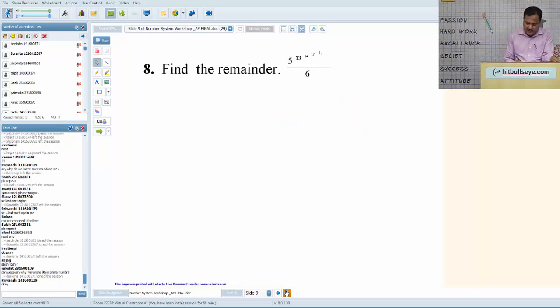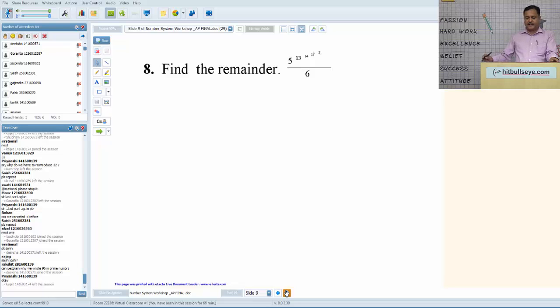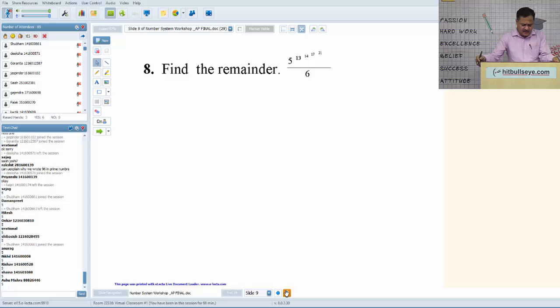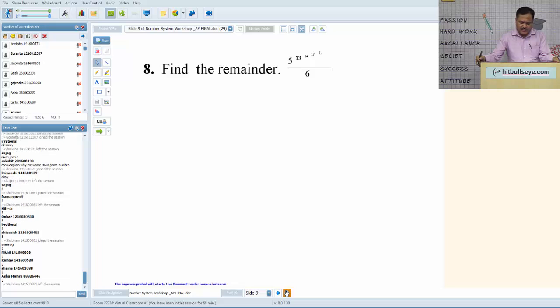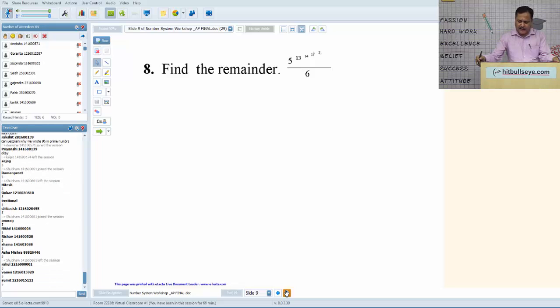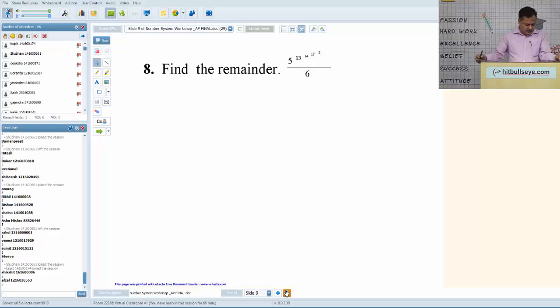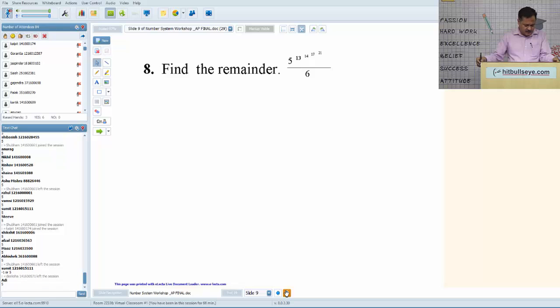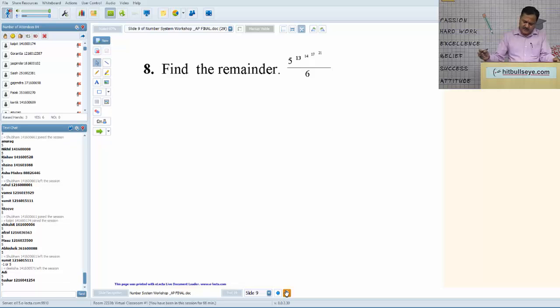This is 5 raised to power 13 raised to power 14 raised to power 17 raised to power 21, divided by 6. So what should be the remainder? For the basics of the Euler number concepts, you can watch the video on YouTube at hitbullseye.com. All of them are saying the answer is -1 or 5. -1 or 5 are one and the same thing. Minus 1 is the negative remainder and 5 is the positive remainder.